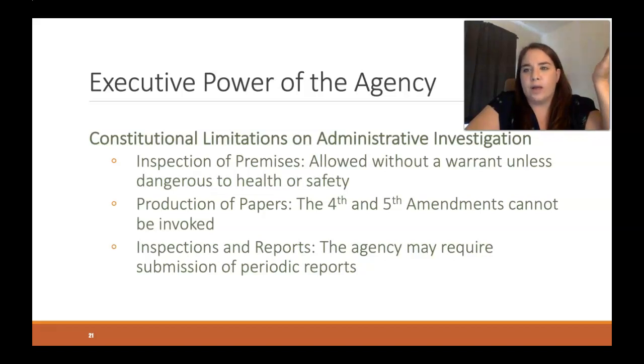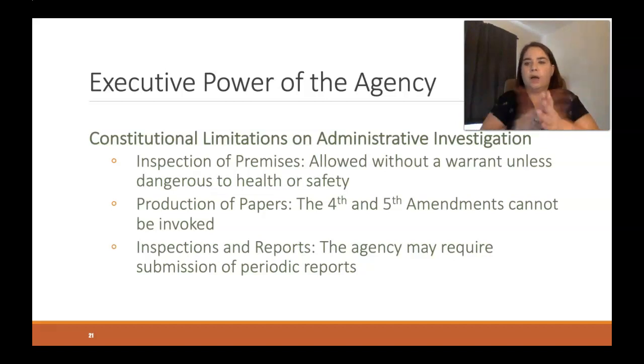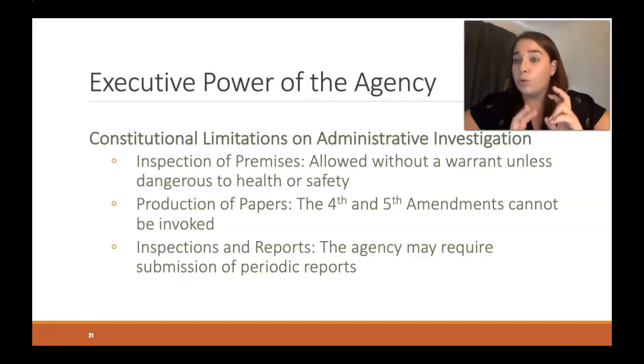So, for example, after Enron in the early 2000s was found to be fraudulently shredding everything, because they had been utilizing fraudulent accounting practices. The 5th and 4th Amendments do not protect you in an administrative investigation, but they can in a criminal investigation. And then an agency can also require submission of periodic reports. So again, if you're a publicly traded organization on a stock exchange, the SEC requires an annual report. So if you're a stock owner, you receive a prospectus or the annual report every year telling you about the health of the company and how things are going.